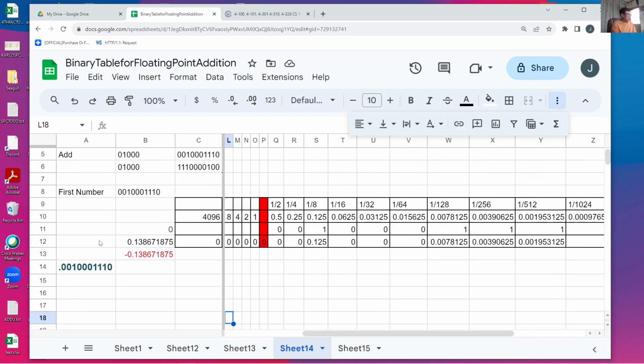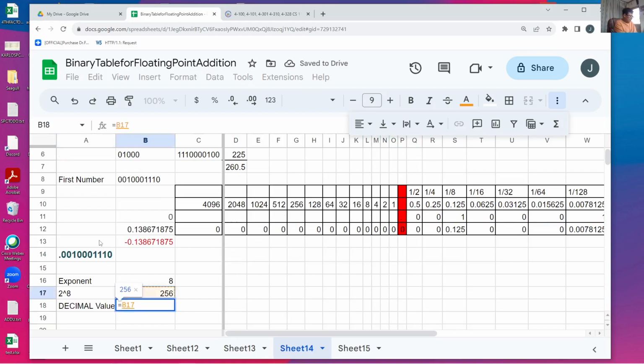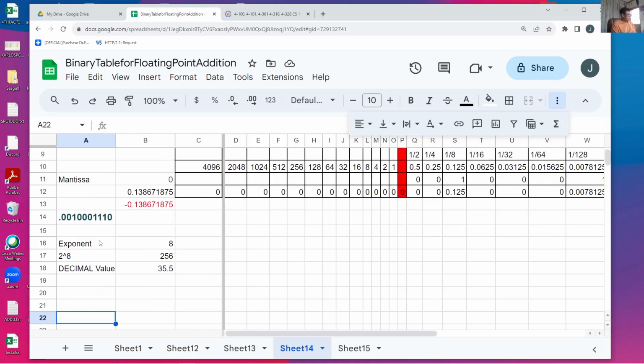Now we know that this has an exponent of 8. So what is the actual value? Let us compute it by first determining, using the exponent, which is 8, 2 to the 8. And we will multiply this by the mantissa. So we'll use a formula, equals 2 to the exponent, the hat sign is the exponent sign, 8. So we have 256, and the decimal value equals 2 to the 8 times our mantissa. Remember, this is our mantissa. This is the decimal value. So we have 35.5.